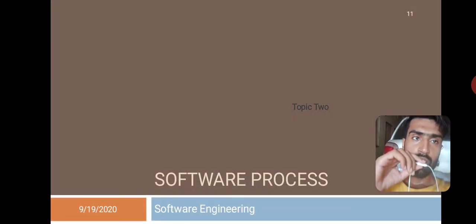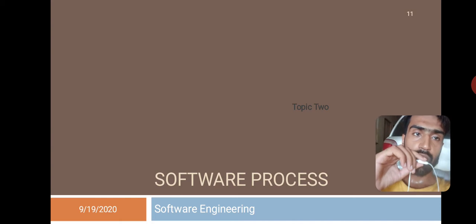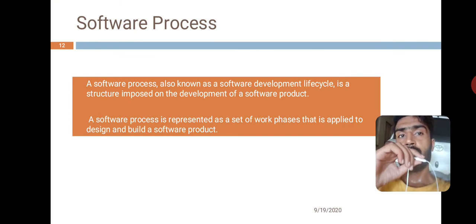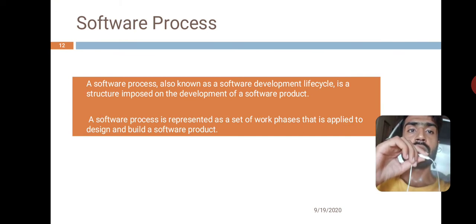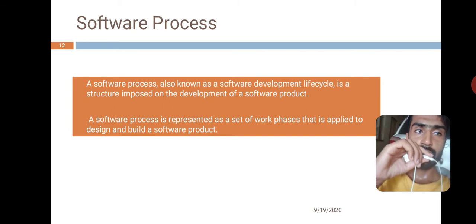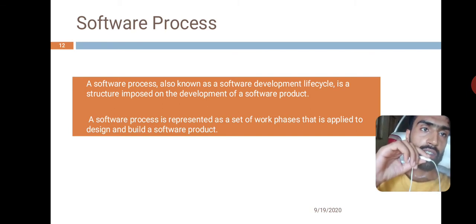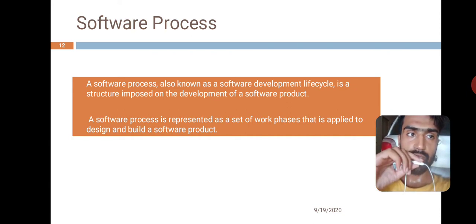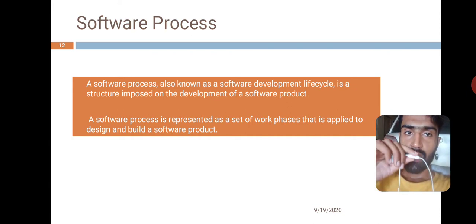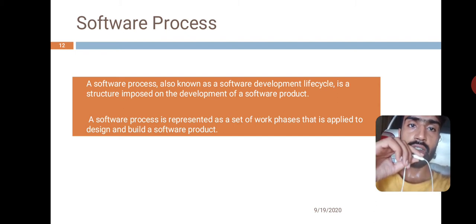Topic number 2: software process. A software process, also known as a software development lifecycle, is a structure imposed on the development of a software product. A software process is represented as a set of work phases that is applied to design and build a software product.